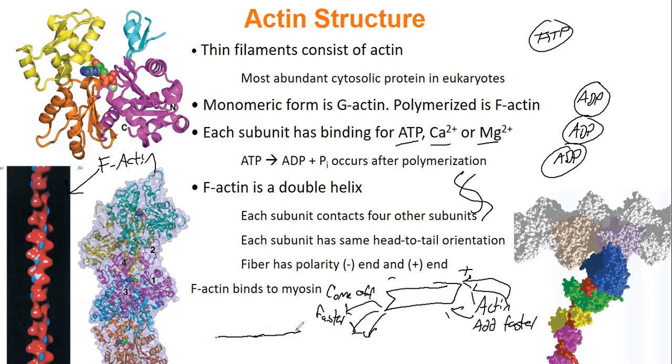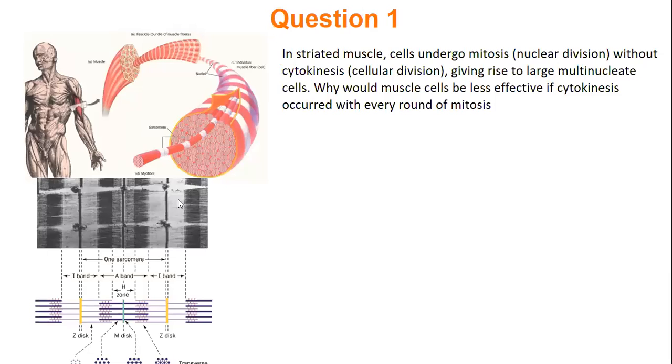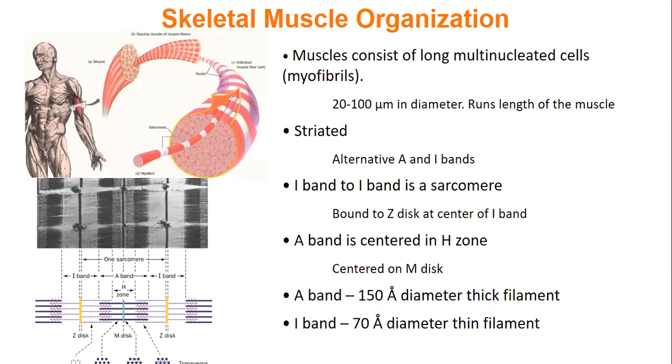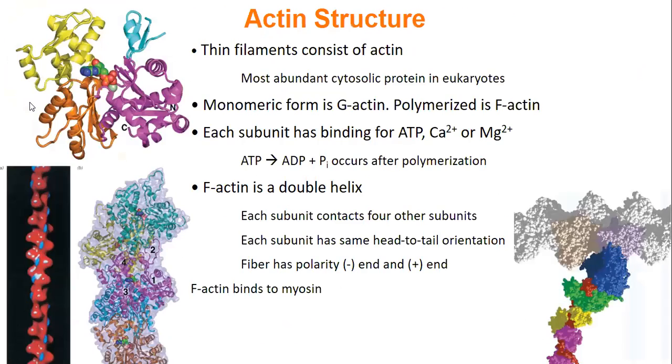And F-actin is the one that's binding the myosin. So if we go back to our image of the muscle, where we have the thick and thin filaments interacting, the thick filaments, which are myosin, the myosin heads are binding the thin filaments, which are actin.